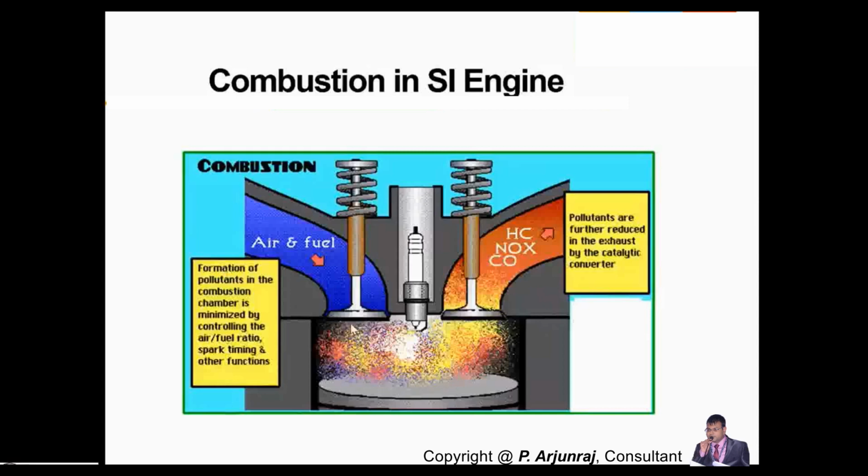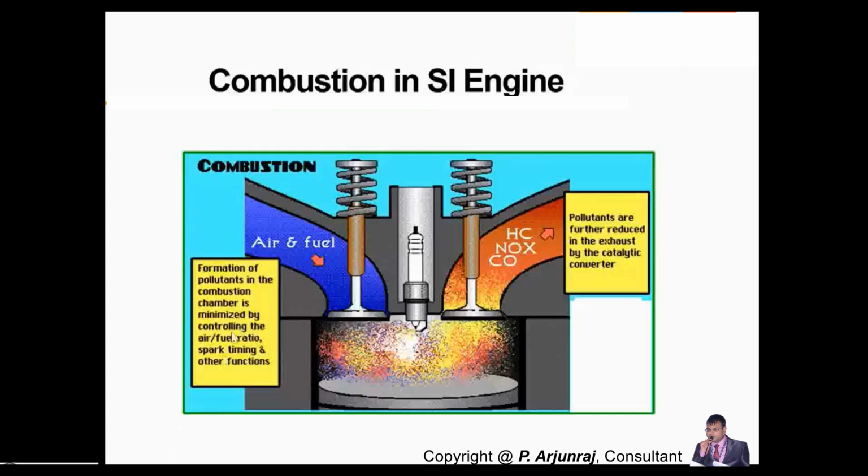The burning rate, what I told in the last slide, will be higher at this location when you're going for the bowl shape combustion chamber. But the burning rate will be higher here when you're going for a hemispherical one, where it's nearing the surface of it. So the formation of the pollutants can be minimized in the combustion chamber.